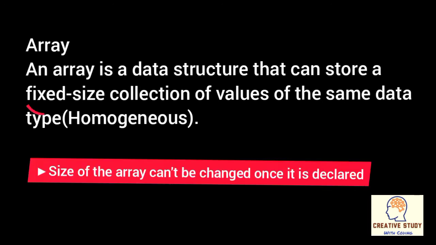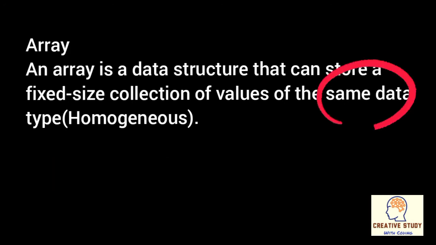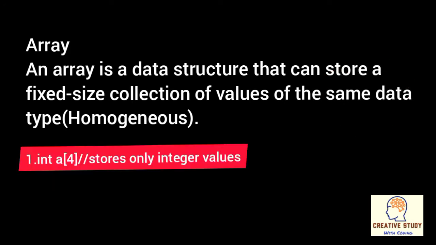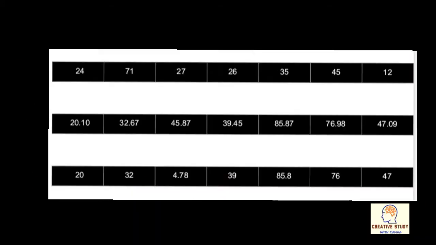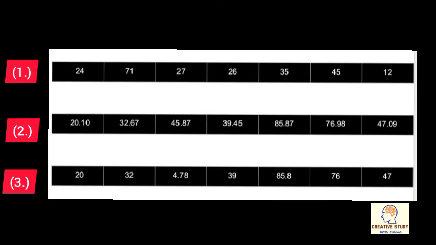Next, it says it is of fixed size means once its size is declared, we can't change its size. It stores same data type means if data type is declared int, it can store integer values. Data type is declared float, it can store only decimal values. Here you can see first and second are correct array representation and third is wrong, because it is storing integer and decimal values as we can store only one data type at a time.